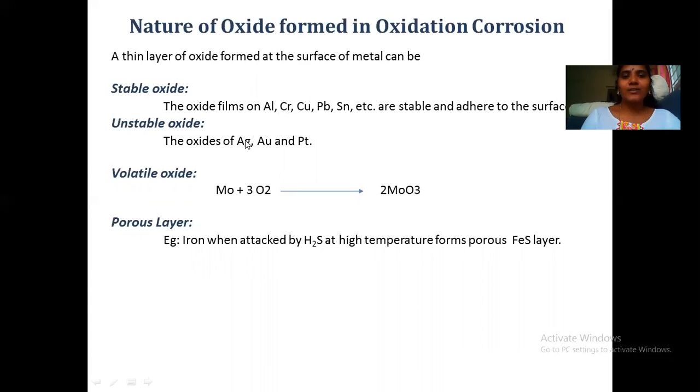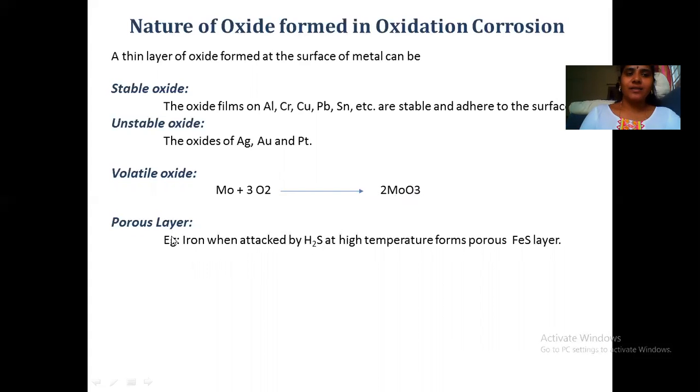Unstable oxide layer: in the case of silver and platinum, the layer formed is unstable. It just converts back into the stable form, so the metal may still be exposed to the environmental conditions. In such a case, it may not act as a protective layer. Or if the product is volatile, the best example is molybdenum trioxide. When molybdenum reacts with oxygen, we get a layer, but that layer evaporates immediately after it is formed. So this is not acting as a protective layer.